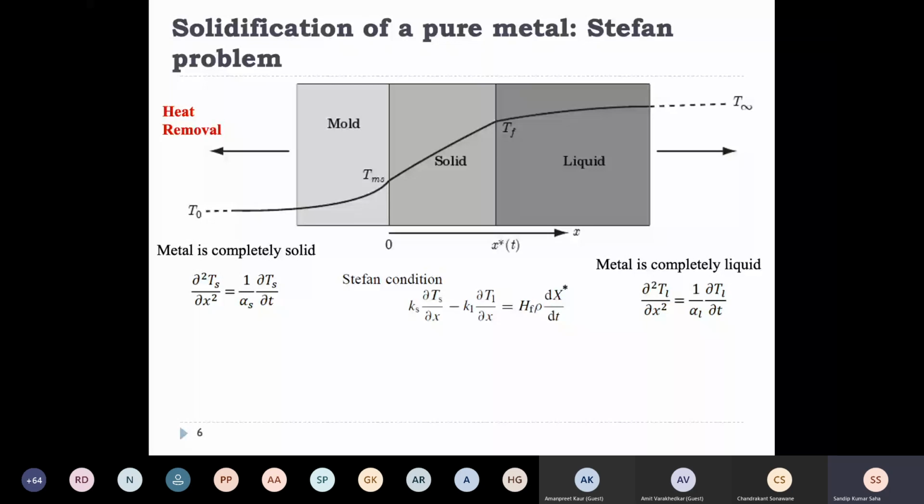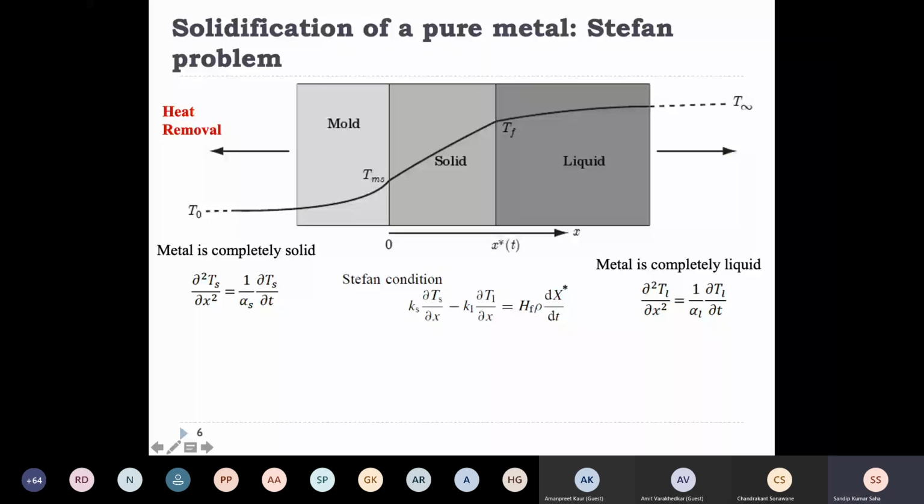So the heat flux that is coming from the solid and going to the liquid has to be balanced by the movement in the melt front. So this is the Stefan condition, or interface condition, that I have written in the middle, where the left hand side is showing the heat flux coming from the solid, minus the heat flux that is going to the liquid, which is balanced by the movement of this melt front.